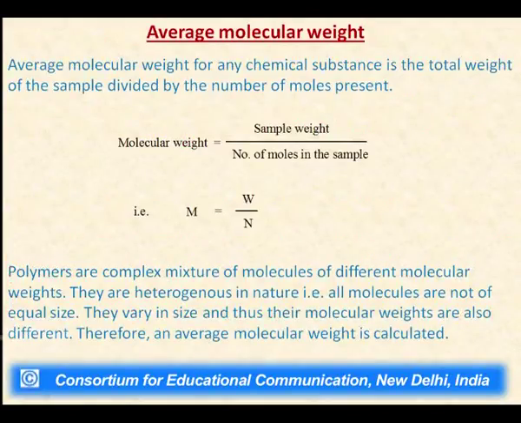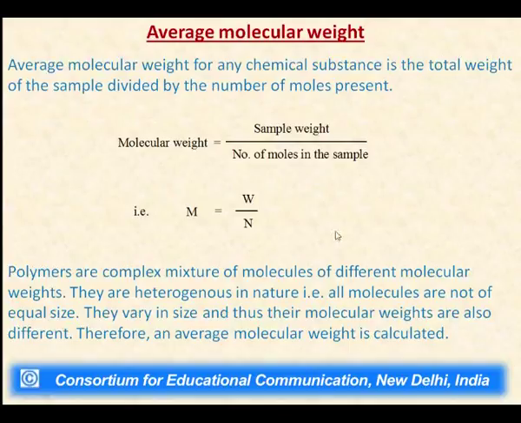So, what is this average molecular weight? The average molecular weight for any chemical substance is the total weight of the sample divided by the number of moles present in a particular polymer. You can see in the equation that this is the molecular weight, and we will find out the total weight of the polymer sample, which will be divided by the number of moles of monomers present in that sample.